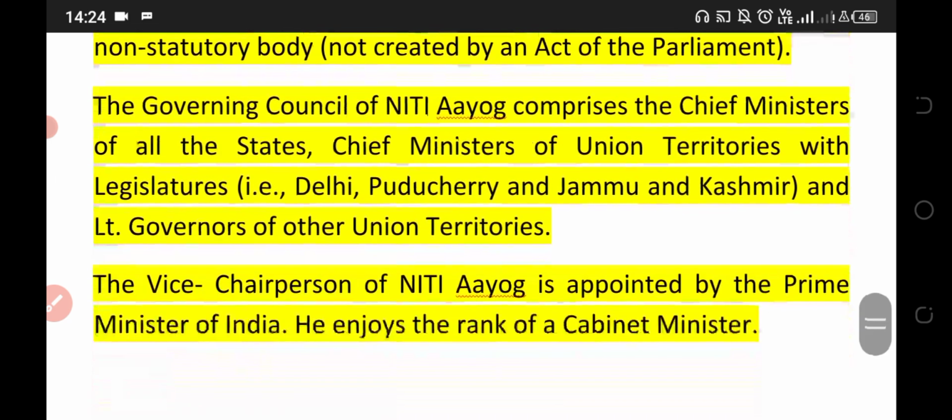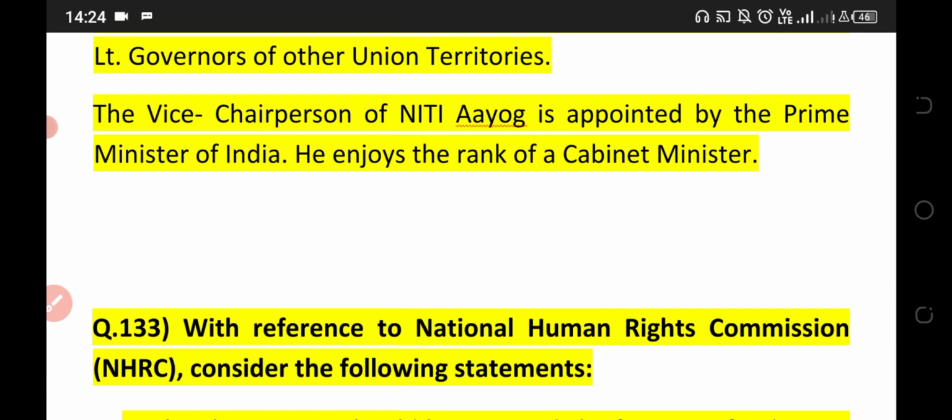The Governing Council of Niti Aayog comprises the Chief Ministers of all states, the Chief Ministers of Union Territories with legislature, Delhi, Puducherry, Jammu and Kashmir, and the Lieutenant Governors of the Union Territories. The Vice Chairperson of Niti Aayog is appointed by the Prime Minister of India. He enjoys the rank of a Cabinet Minister.